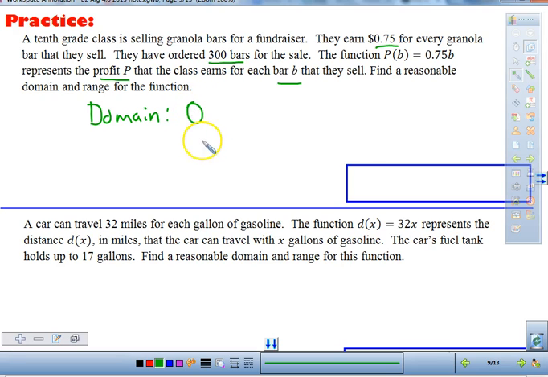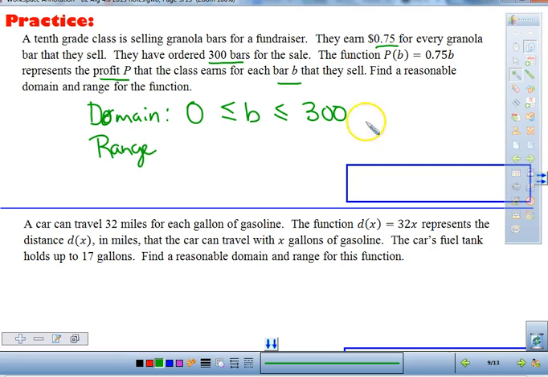So we have the lowest at 0. What's the most granola bars that we could actually have? The most number of granola bars is going to be 300. So we're going to say the bars is between 0 and 300, because you could sell 0 and you could sell up to 300. Now, if that is our domain, the question is, what is our range?